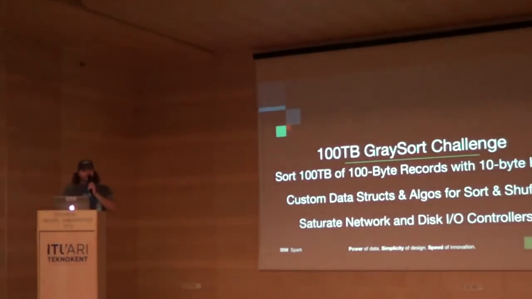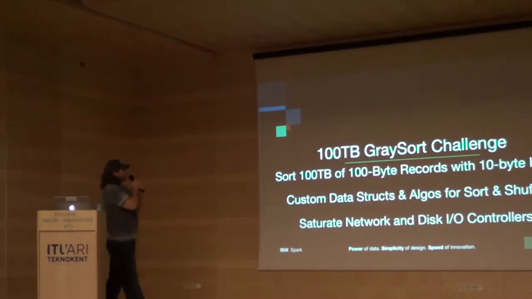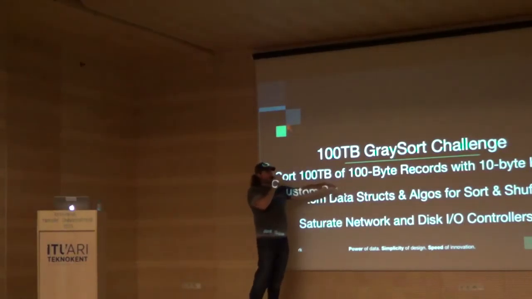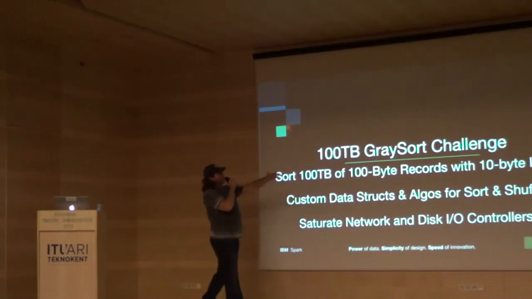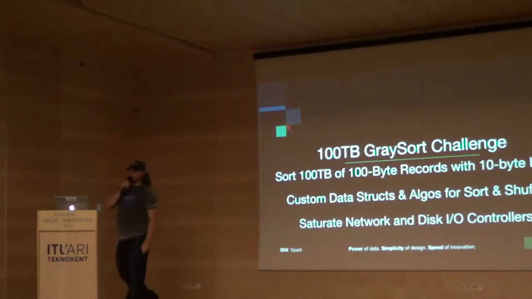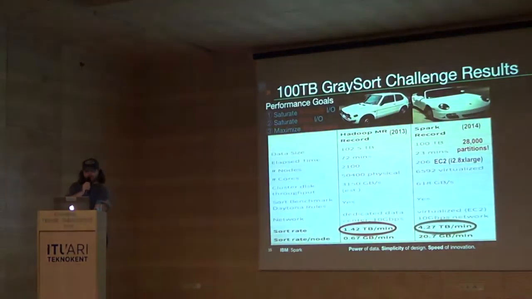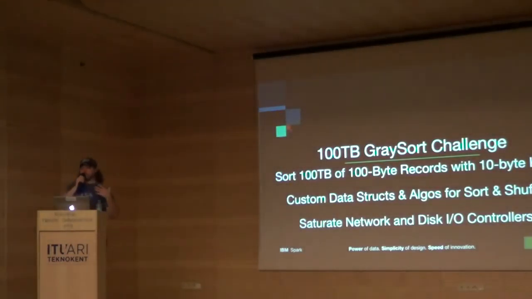All right, so let's talk a little bit more about how they ended up saturating the network and disk. You've got these 100-byte records, you have 100 terabytes of these, with 10-byte keys. Some of the things that they did: they customized these data structures, they replaced the old Java util HashMap. They have specific algorithms now that are optimized for these big data processing workloads.